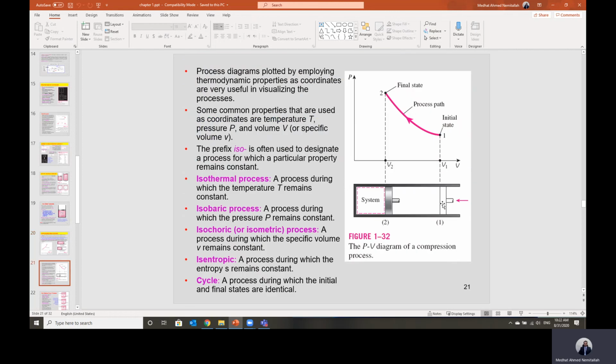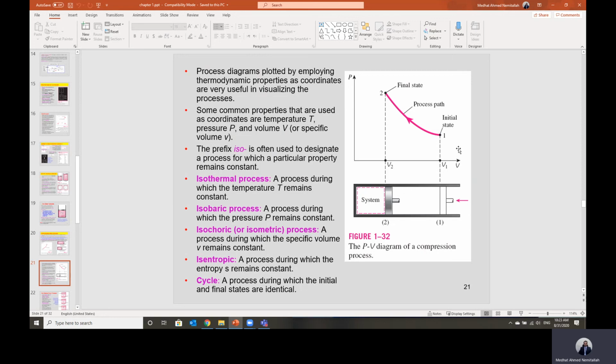Here is an example of this process: we are compressing a gas from initial state 1 to state 2. What happened to the volume? Compressing means the volume has been reduced. V2 is less than V1. What happened to the pressure? We are compressing a gas, so the pressure has been raised. And as the pressure increases, the temperature will also increase. So we can present this process on the PV diagram from state number 1. Pressure will increase and volume will decrease, and we can draw this curve from initial state 1 to final state 2.